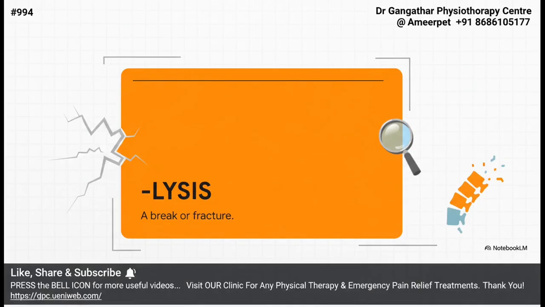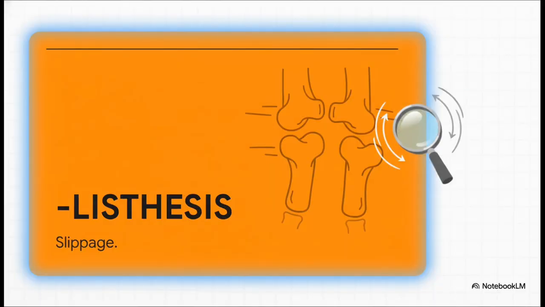And then there's lysis. Lysis literally means a separation or a break. So for what we're talking about today, just lock this in your brain. Lysis equals a fracture. And finally, we have listhesis. This one might be new to you, but its meaning is actually pretty straightforward. It just means slippage. Picture one thing slipping forward over another. So quick recap, we've got degeneration, inflammation, a break, and slippage. Let's see how this all works.